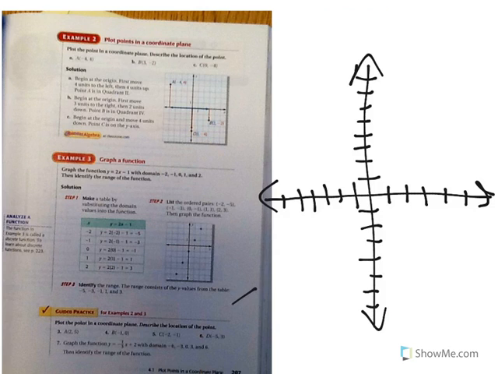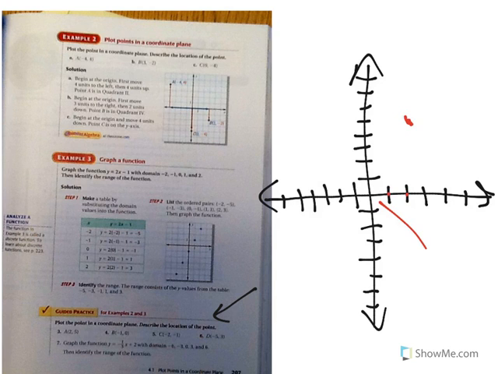So I drew a coordinate plane for these examples here. Plot the point in the coordinate plane 2, 5. So all I'm going to do is start again at that origin. 2 over, 1, 2, and then 5 up, 1, 2, 3, 4, 5. And that's going to be my point right there. So that is how you do this, just as an example here.